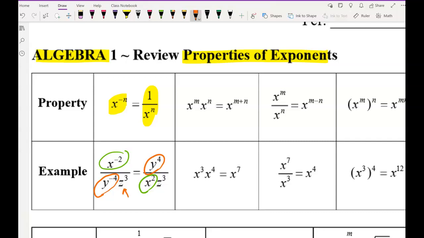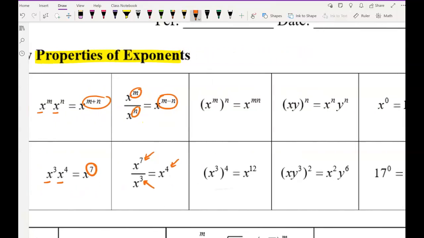When we multiply and the bases are the same, we add the powers, right? So same thing with these right here in the bottom example, x to the third times x to the 4. That means now we add the powers, so it becomes x to the 7th. When we divide, guys, we subtract. So x to the 7th divided by x to the 3rd, we minus the power, so now we have x to the 4th.